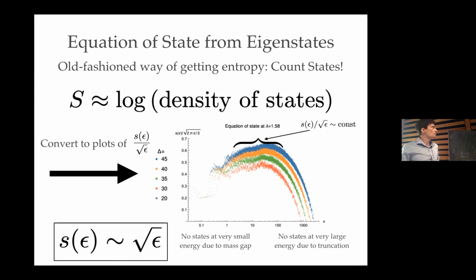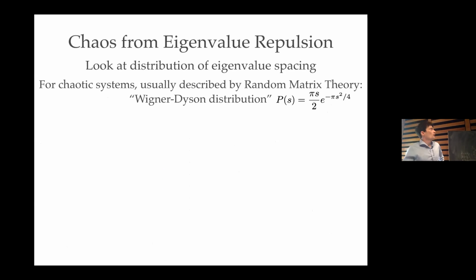All right, so we can read off the density of states and the equation of state just by looking at eigenvalues and their distributions. Another thing we can look at is signals of chaotic behavior by looking at eigenvalue spacings. So this is one of the standard things to look at for signatures of chaos, is you take all of your eigenvalues, you line them up in a row, and you look at the distance between neighbors, and you look at the distribution of those spacings.